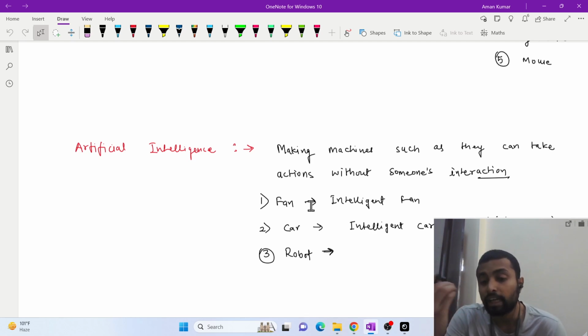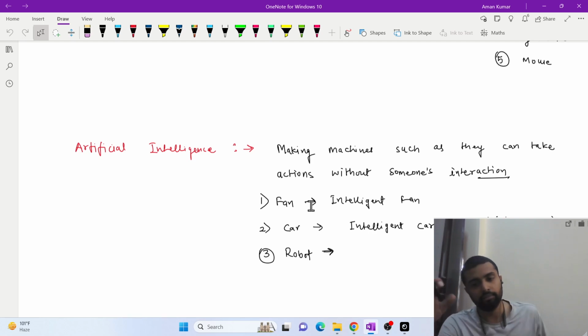For example, right now, to drive a car, a car needs a human. In the future, after 5 to 10 years, you will see that the car is getting driven without someone's help, or without human interaction. Automatically it is being driven. We will see how it happens in AI. Once you learn AI, you will be able to build a simple self-driving car. There is nothing very complex in it.